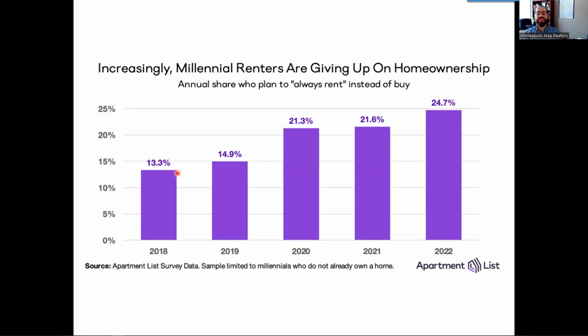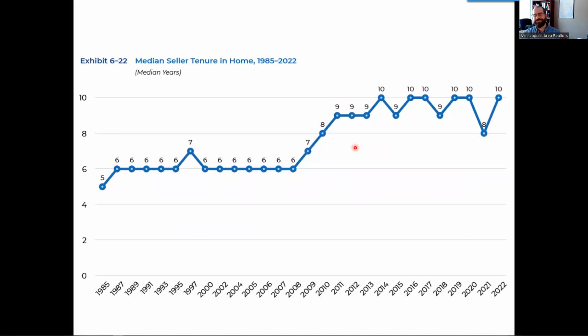Millennial renters are increasingly giving up on home ownership. In 2018, 13% said they'd always rent. Last year, 25% said they'd always rent. Well, maybe that's not so bad. That leaves 75% homeowners. And actually, in this state, I think we are about 72% home ownership rate. So maybe that's not as awful as we think. But this is national data, so grain of salt. Seller tenure.